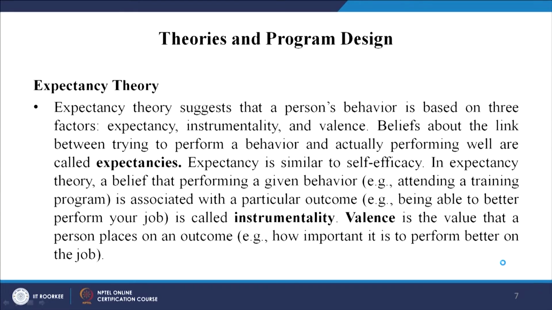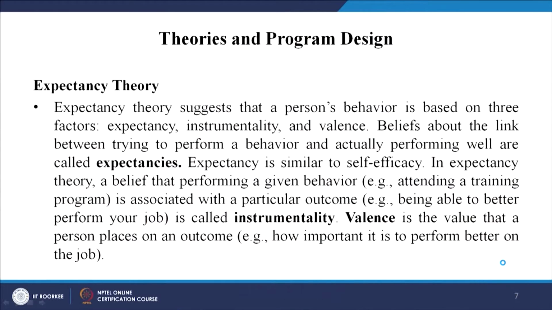Expectancy theory suggests that a person's behavior is based on three factors: expectancy, instrumentality and valence, right. The belief about the link between trying to perform a behavior and actually performing well is called expectancy. Everyone has certain expectancies, whether superior or subordinate, and these expectancies drive them to work.